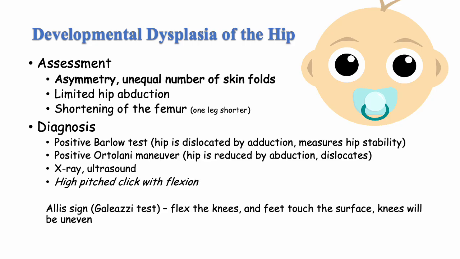So we do these diagnostic tests. The Barlow test is adduction, where we're measuring the hip stability. The other one, I can't even say these names, the Ortolani maneuver, is where you physically move it out and it dislocates the hip. X-rays, ultrasounds. The other sign they use is the Allis sign, where you literally put the child on their back and pull their knees up, with their feet on the ground, and their knees will be uneven. When you pull your legs up, your knees are at the same height. On the child, the hip that's dislocated will be lower. So a lot of it is diagnosed by looking at the child and then these tests.